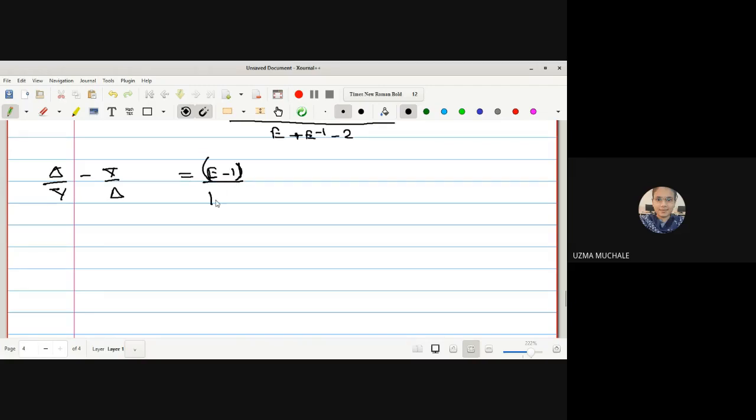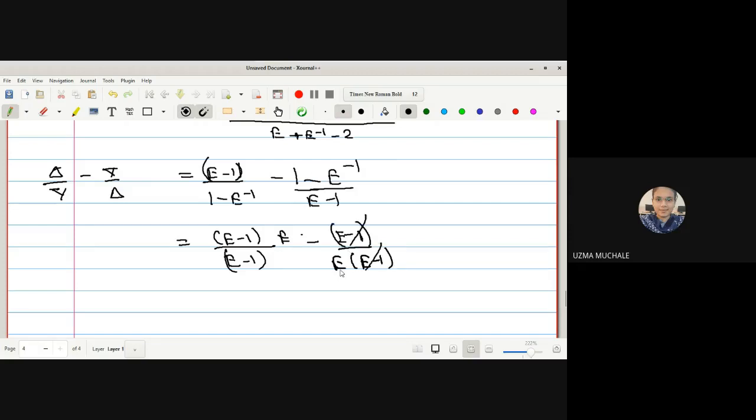e minus 1 we have written, 1 minus e raised to minus 1 we have written. 1 minus e raised to minus 1 divided by e minus 1. Right, what we can do for this? This e raised to minus 1 is 1 upon e. So 1 minus 1 upon e, you simply have to take the LCM and we get the result: e minus 1 divided by e into e minus 1. In simply one step we will get the result.